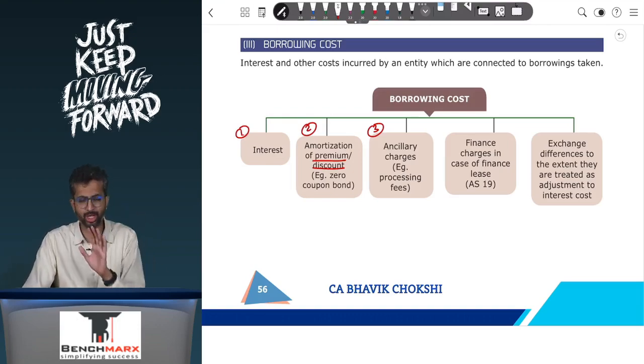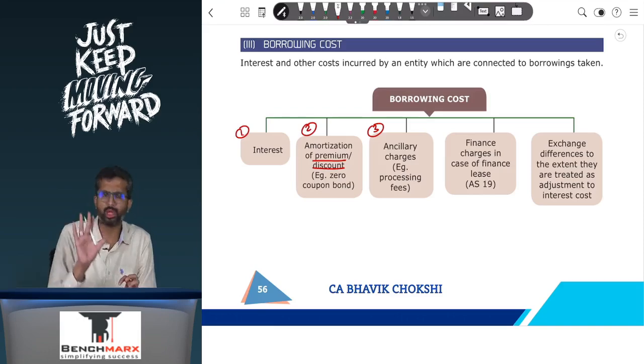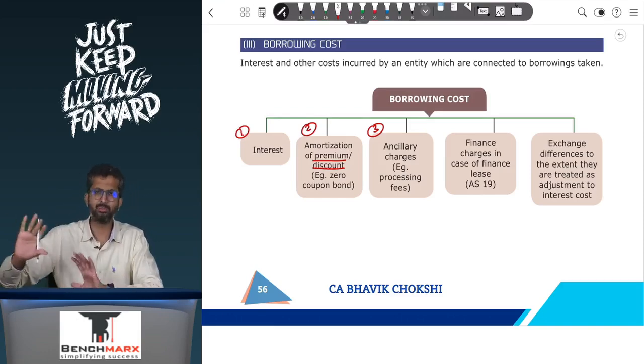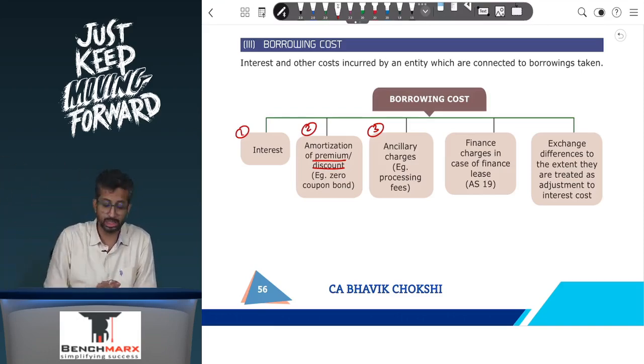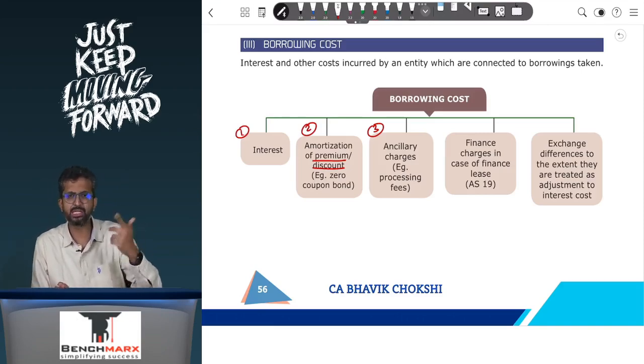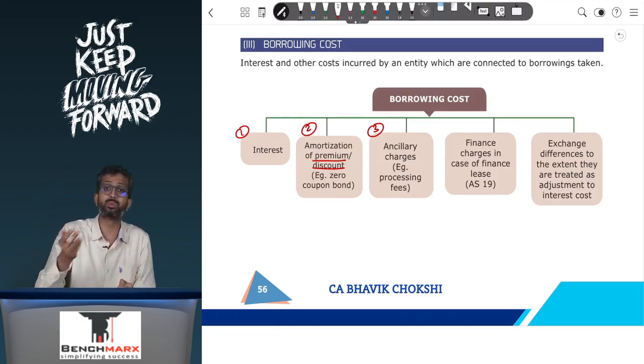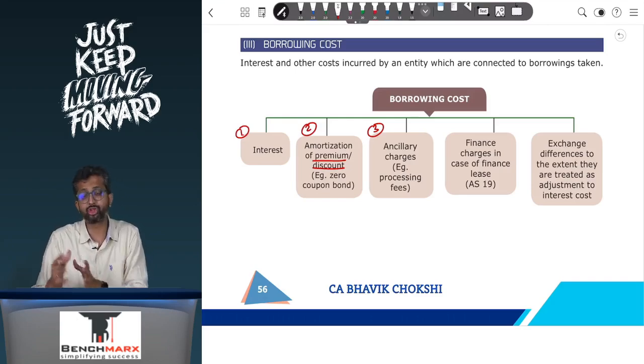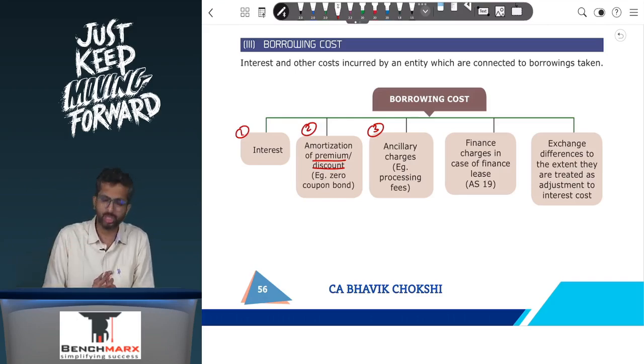Point 4 and point 5 are linked to some other standards. Like point 4 is finance charges arising in case of a finance lease. If you have done AS 19, you would be aware of this. Otherwise, for the timing, you can keep it aside. By the time you do AS 19, you will be clear. What is a finance lease? As per AS 19, finance lease is a lease which is similar to borrow and buy, where substantial risks and rewards incidental to ownership are transferred to the lessee.